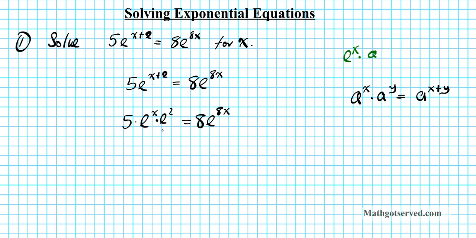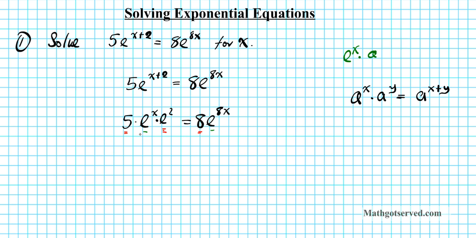All right, so now I want to collect all the e to the x on one side and all the constants on the other side. Now, this is an exponential term. This is an exponential term. This is a constant. 5 is a constant. e squared is a constant. And 8 is a constant. Okay? So let's see. I like to place my exponential expression on the right because this has a bigger power than this one, and then all my constants on the left.